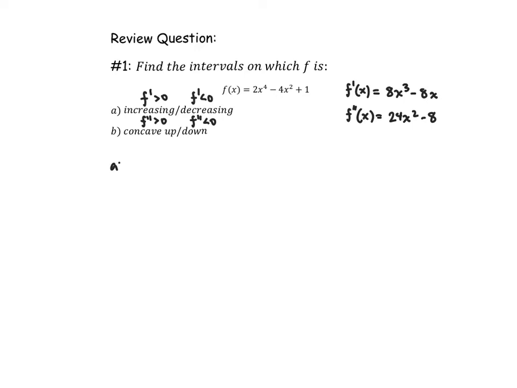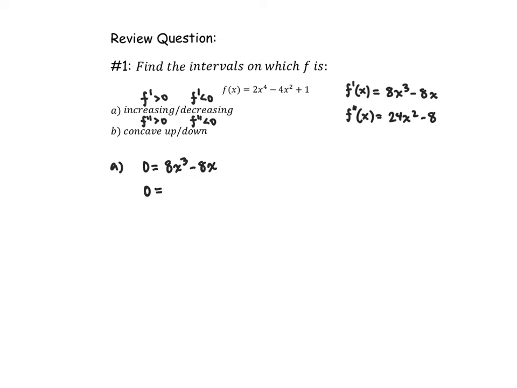Part A, we work with the first derivative. We set the first derivative greater than 0 to find increasing. And actually what I could do is I could just find where it equals 0 and test around it. So let's do that. Let's set it equal to 0. Find out where the derivative is equal to 0.